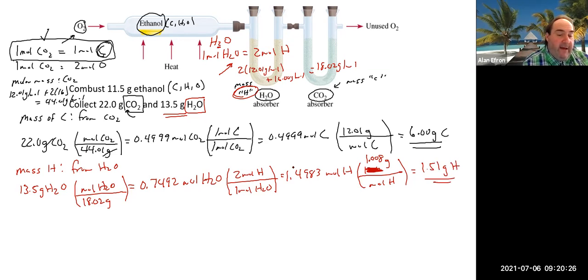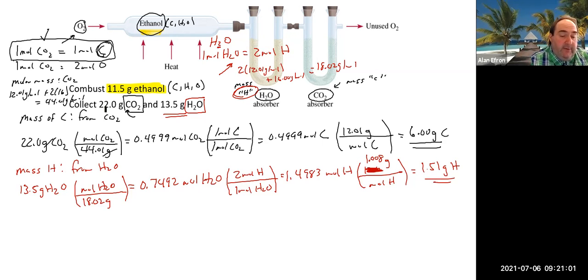So 1.51 grams of hydrogen was collected from our original sample. You can now see that our original sample was 11.5 grams of ethanol. Within that 11.5 grams, we already know that 6 grams of it was carbon and 1.51 grams of it was hydrogen. That means whatever is left over should be the grams of oxygen.